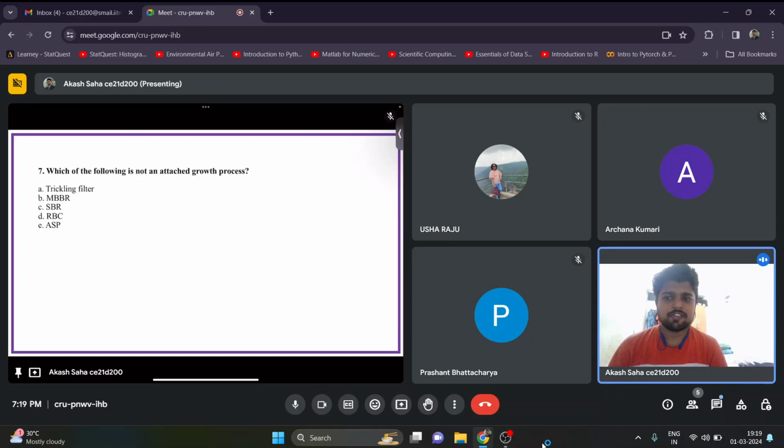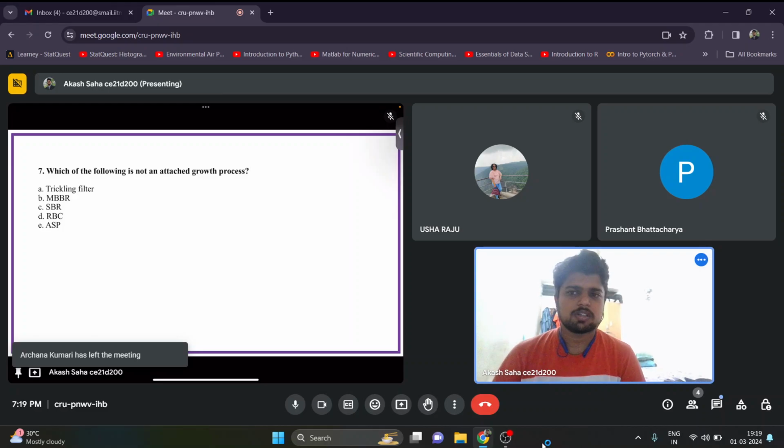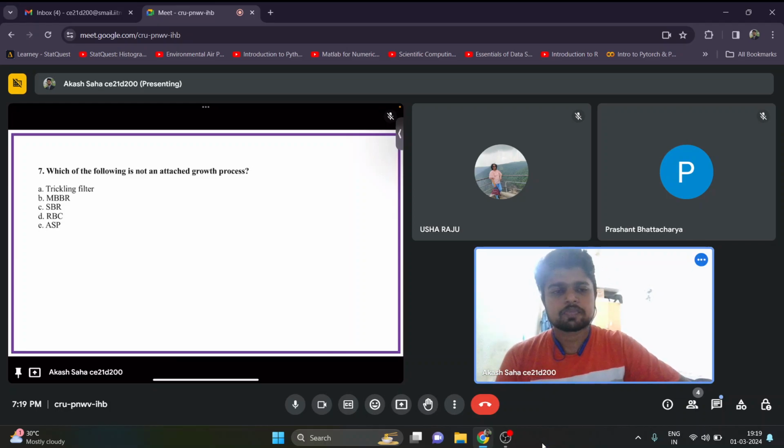Can someone tell me, like, if ASP is there? Now ASP is not an attached growth process; it's a simple suspended growth process. But what is the modification of ASP as attached growth process? The answer is there in the options. So in an ASP aerator, if we add some moving media like polyethylene or something like that, it becomes a moving bed bioreactor.